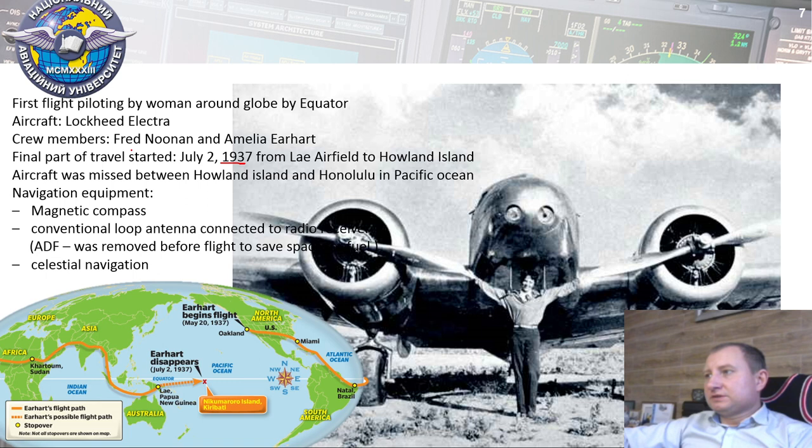And her flight was unsuccessful, and her aircraft disappeared. Up to now, we do not know exactly what happened with her aircraft and where it landed. However, this aircraft was equipped with the most modern navigation equipment for those times. That's why this event was also documented very well. Reading the equipment list of the aircraft, we can understand the level of navigation systems and the level of avionics on board such kind of aircraft.